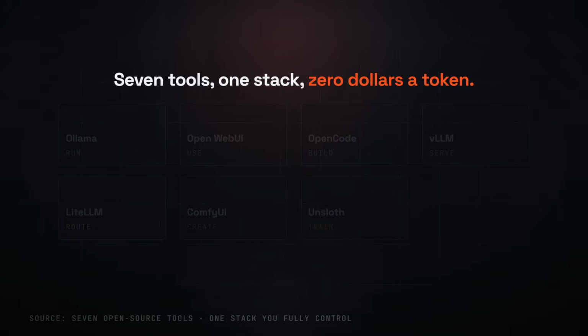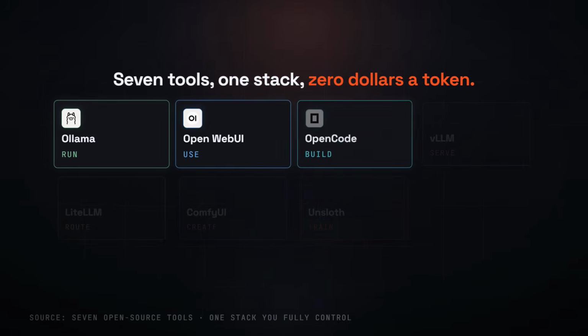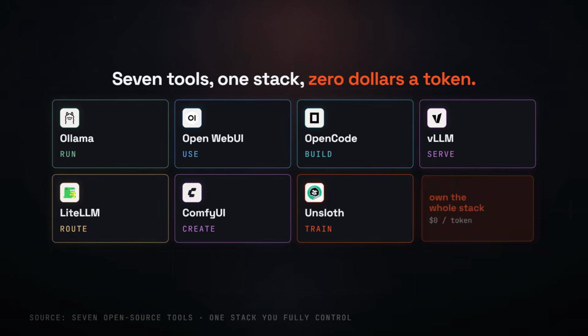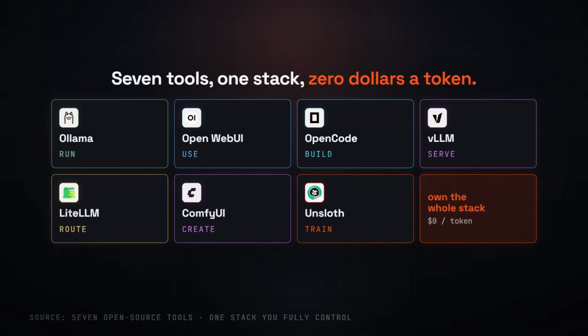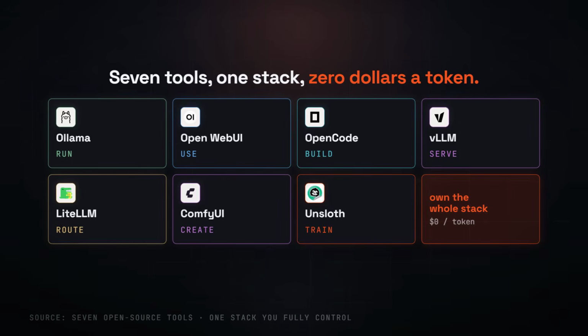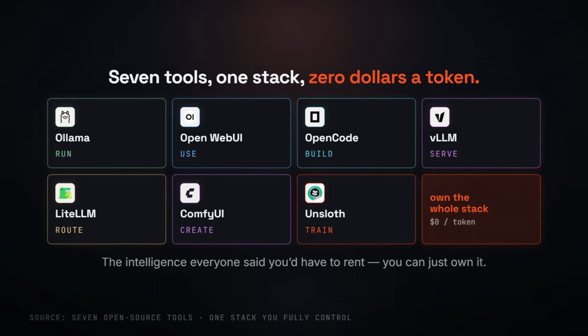So there are your 7. Ollama to run, Open WebUI to use, OpenCode to build, vLLM to serve, LiteLLM to route, ComfyUI to create, and Unsloth to train. 7 open source tools, 1 stack you fully control, $0 a token. The intelligence everyone said you would have to rent, you can just own it.